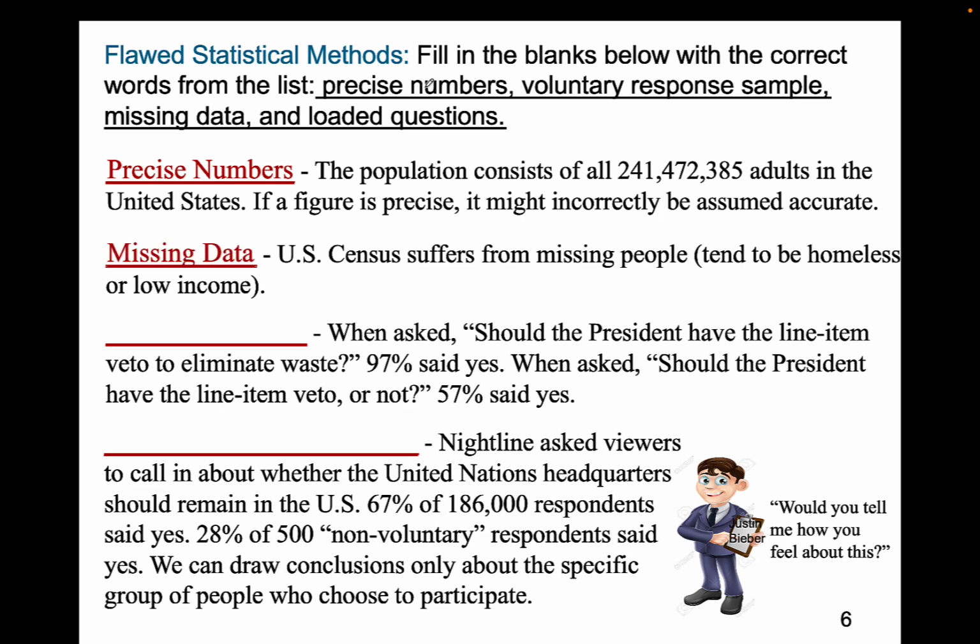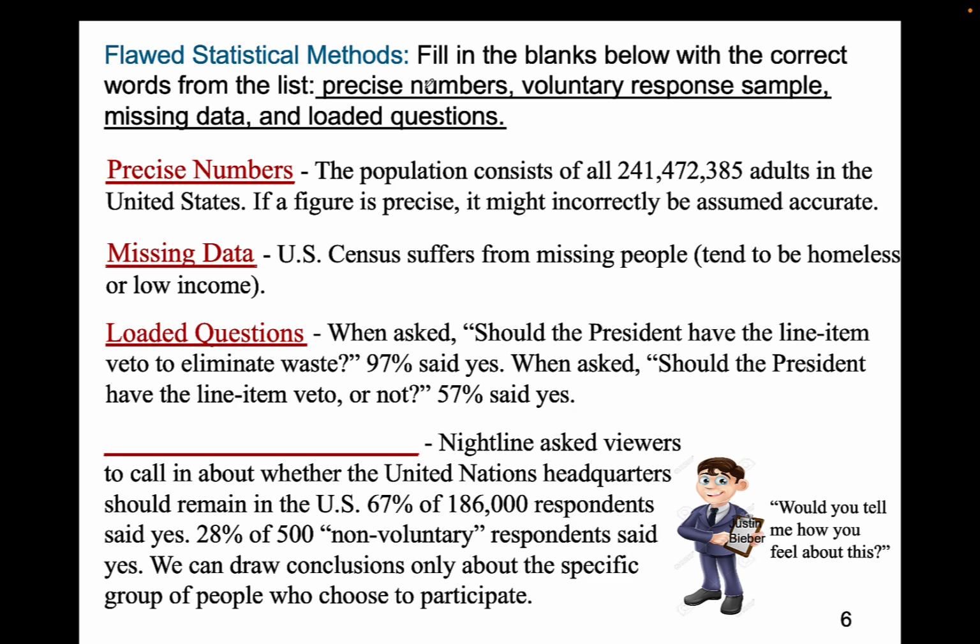Second one, if you put missing data, great job. That's the U.S. Census we were talking about before. That suffers from missing people, and they tend to be homeless or low income. And missing that data would not give us a good representation of the entire population. Third one, if you put loaded questions, you got it right. When asked, should the president have the line item veto to eliminate waste?